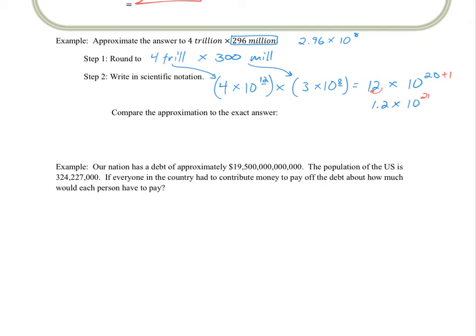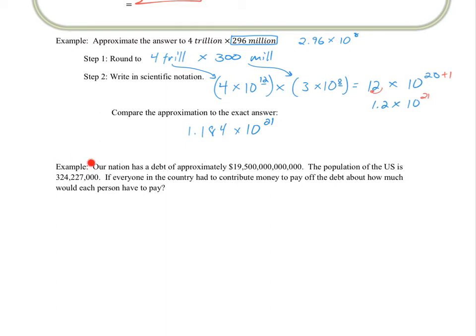Now the actual answer, if you leave it at 296 million, is 1.184 times 10 to the 21st. And I'm going to go ahead and say these two are not that far apart from each other. It's 10 to the 21st. There we go. These two are not that far from each other as far as the big numbers are concerned.